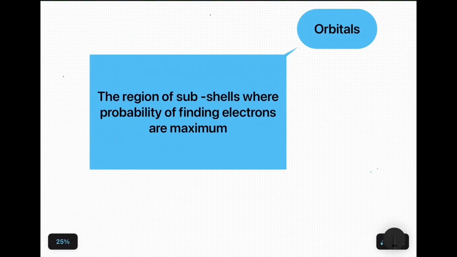In today's lesson, I'll be teaching you about orbitals. So friends, you all know about cells. What are cells? Cells are the circular paths around the nucleus in which electrons are revolved. Each cell is again divided into subcells, and each subcell is made up of a definite number of orbitals in which electrons are located. So you can see on the screen, orbitals. What are orbitals? Orbitals are the region of subcells where the probability of finding electrons is maximum.